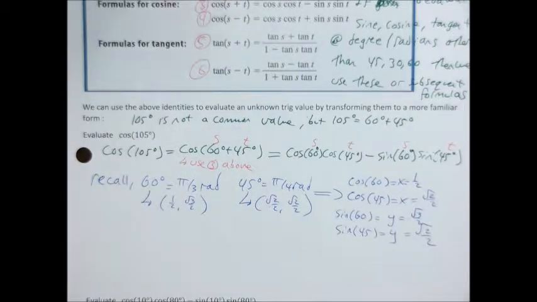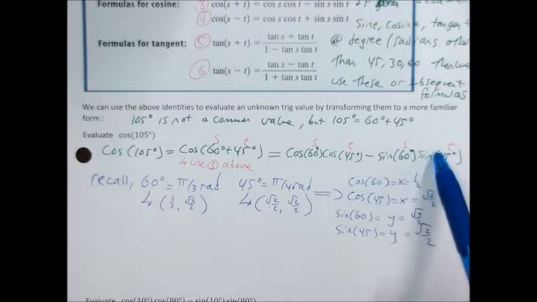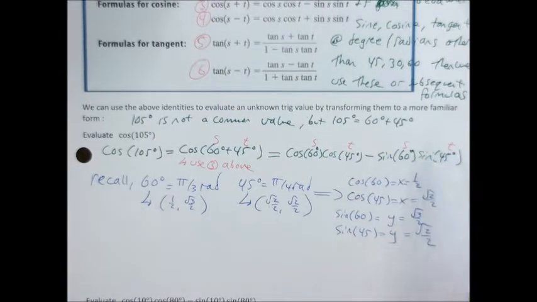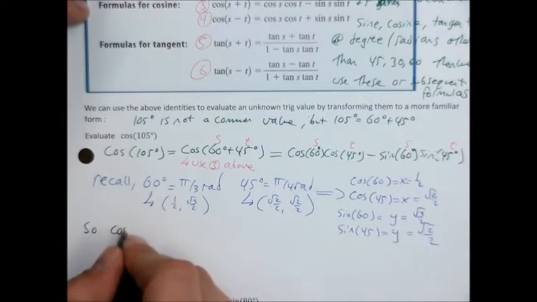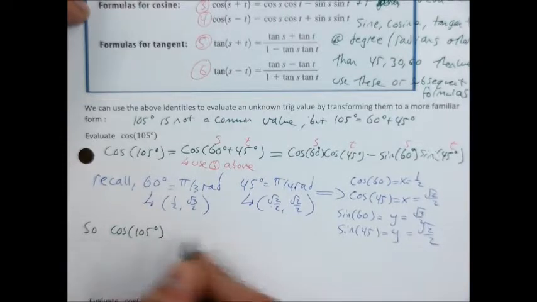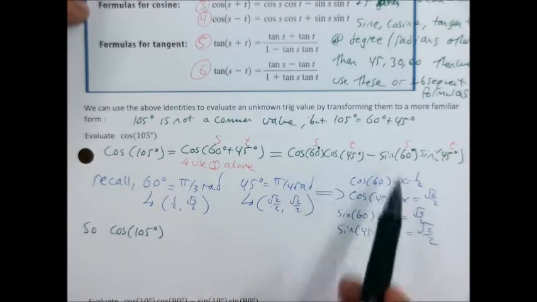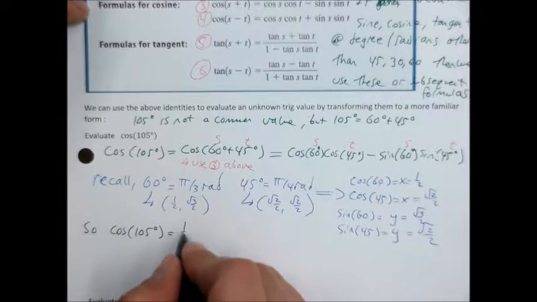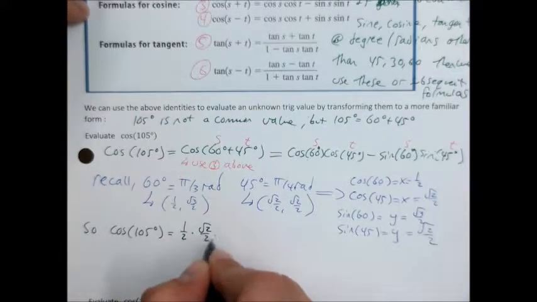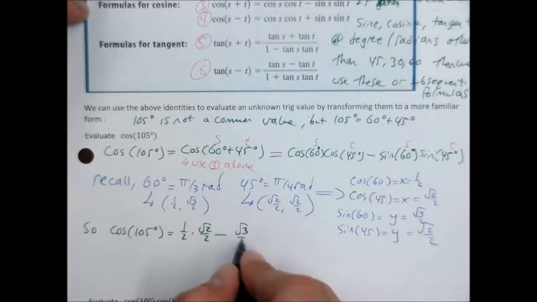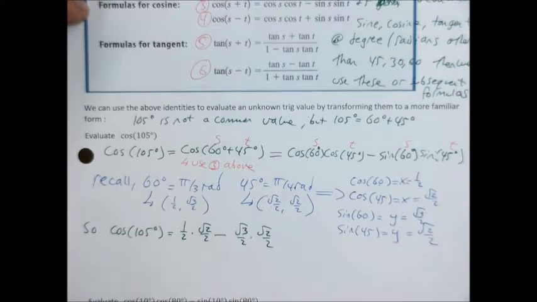What's the answer? We need to plug these things into each one of those, and that'll be the answer. So let's do that. The answer then, just looking for my green pen, pulling out a blue pen. So the answer would be cosine of 105. We plug each one of these things in each one of those spots, and it would look like this: 1/2 times root 2 over 2 minus root 3 over 2 times root 2 over 2.